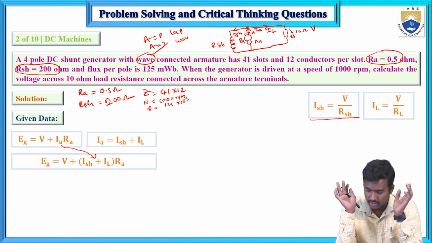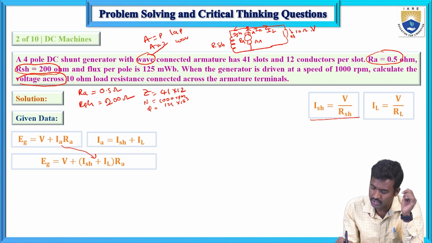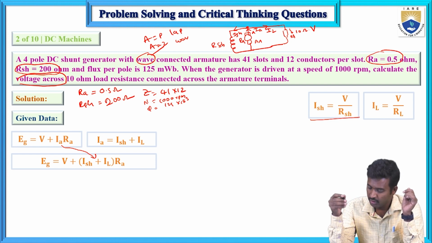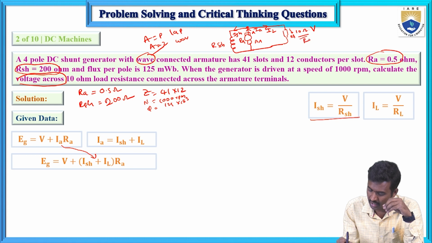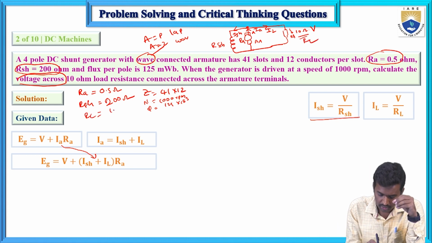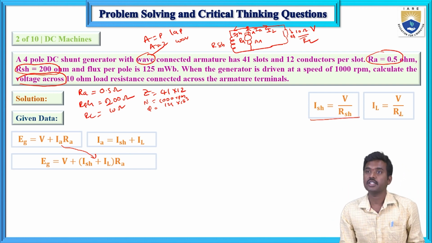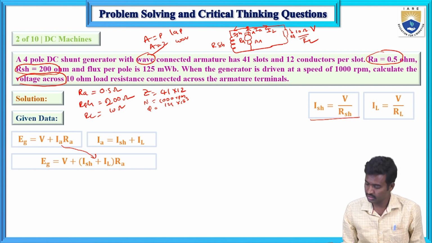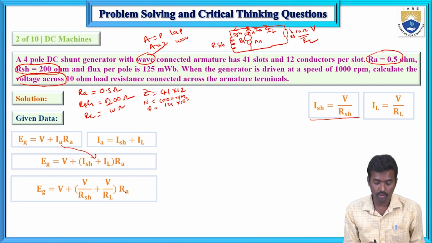Now here we need to calculate the terminal voltage, the voltage across this 10 ohm resistor. Now here, this current ISH equals V by RSH, and this current IL equals this voltage divided by this resistance RL, which is given. RL equals 10 ohms. Now substitute ISH equals V by RSH and IL equals V by RL. Now EG equals V by RSH plus V by RL into RA.